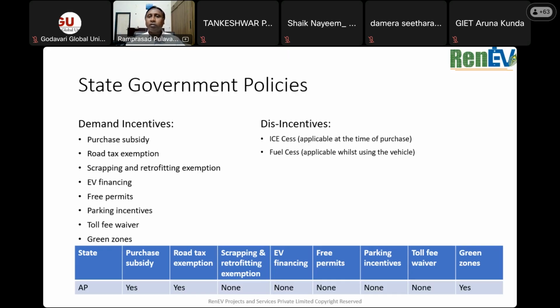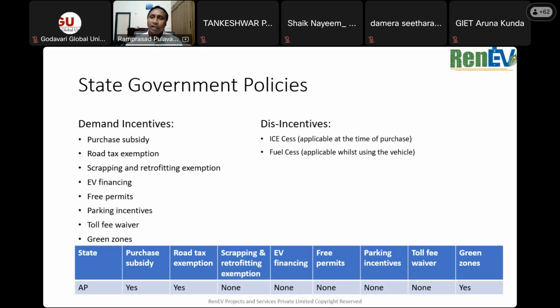Then we talk about disincentives. There are two types of disincentives. One is applicable at the time of purchase, and the other is applicable while you are using your vehicle. ICE cess. For example, if you want to buy an ICE vehicle in Andaman, there is a cess. When you are buying, you have to pay an extra 1% or 2% as a cess because you are going for an ICE vehicle. It is like an inhibitor which stops people when they are comparing the cost.